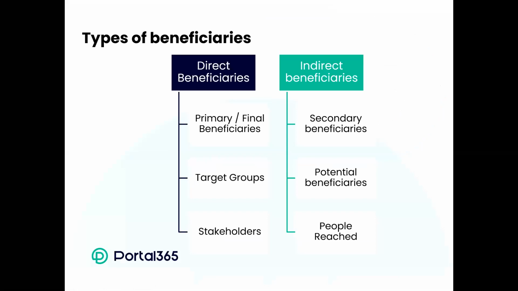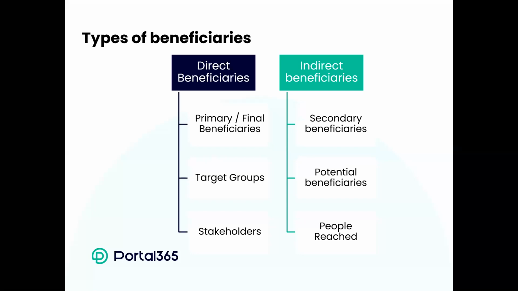Types of beneficiaries. We usually use these two terms, direct beneficiaries and indirect beneficiaries, and we could classify them into parts. Usually we consider direct beneficiaries as primary beneficiaries. And with many donors, for example the European Union or European Commission, they usually use the term final beneficiaries. So who are the final beneficiaries and the primary beneficiaries?